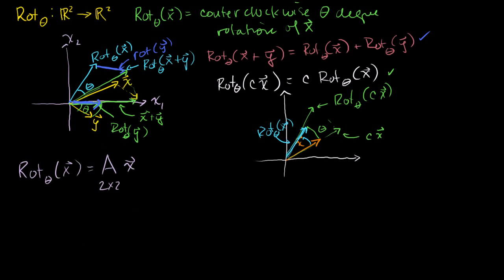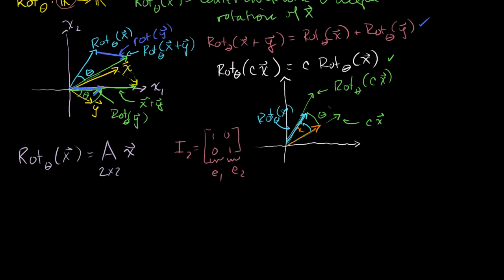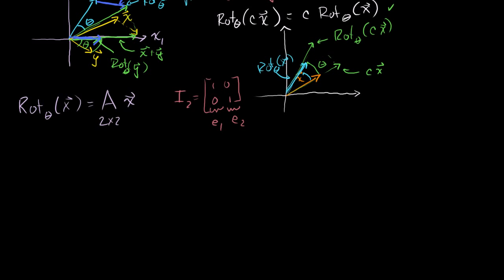Well, since this was mapping from R2, I start with the identity matrix in R2, which is 1, 0, 0, 1. Its columns are the basis vectors for R2, right? We refer to this one as E1 and this column vector as E2. And to figure out A, we essentially just perform the transformation on each of these columns. So let me write that.